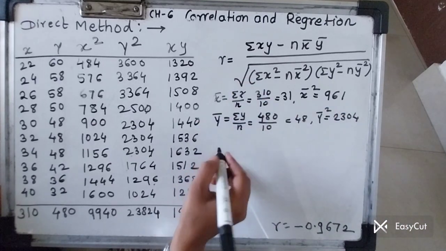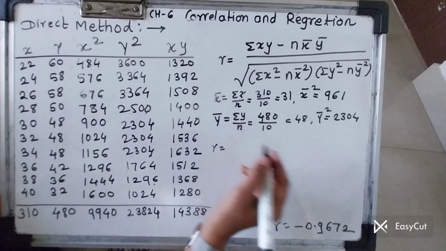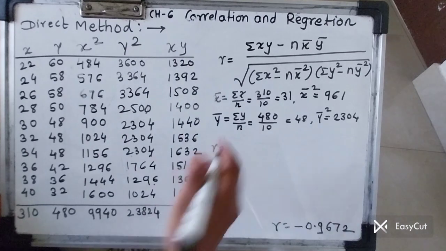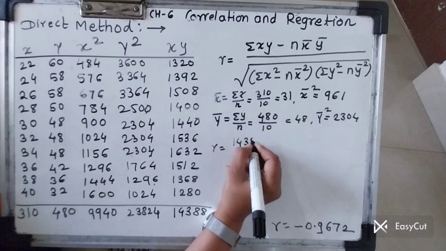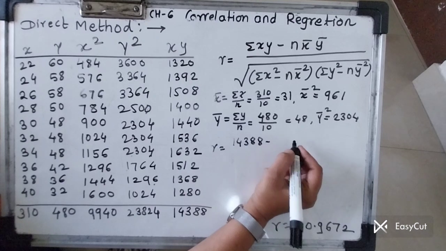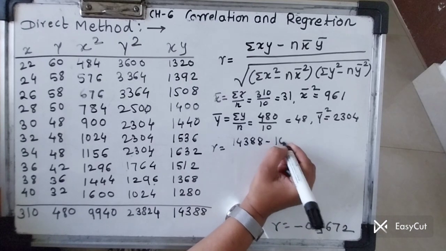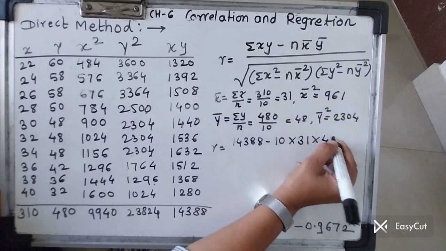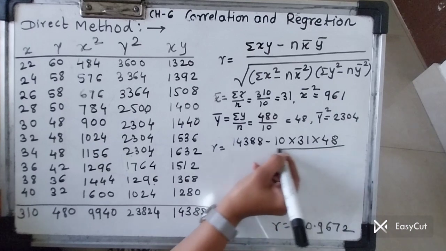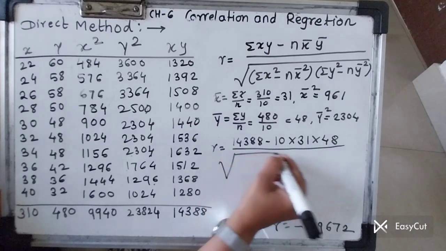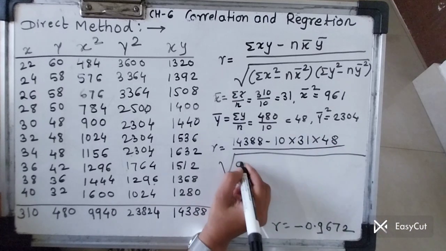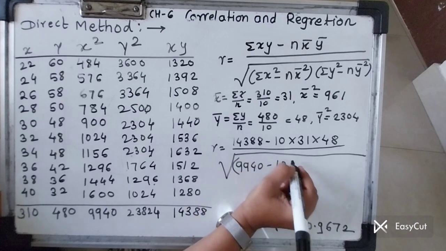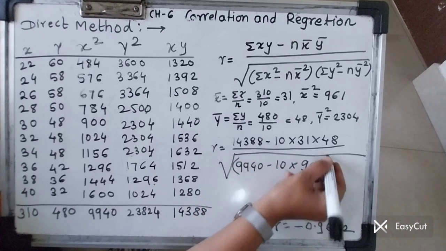Okay, now put all values in the formula. R equal to summation xy, this is 14388 minus 10 into 31 into 48, x bar y bar, whole divided by under root 9940 minus 10 into 961. This is the first bracket.